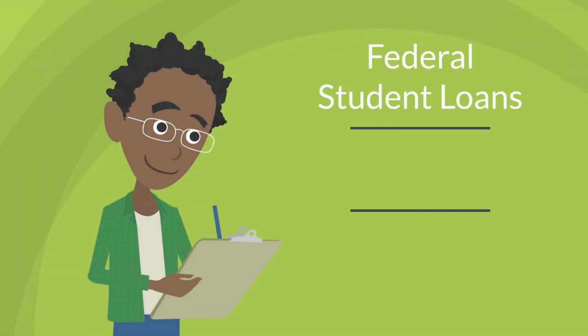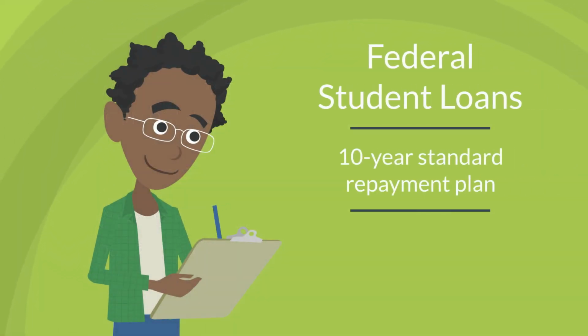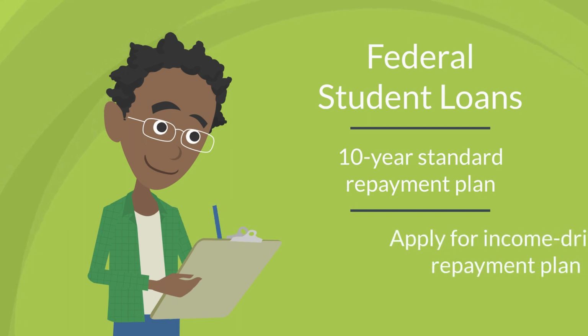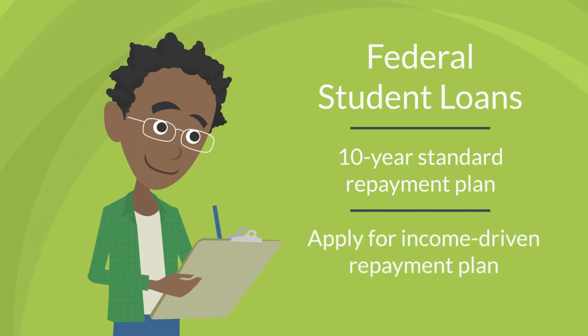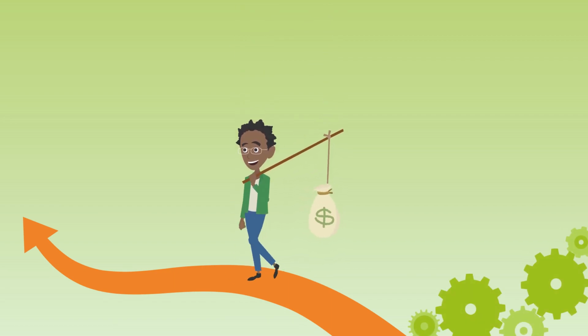Typically, students with federal student loans are put into a 10-year standard repayment plan. Students can apply to see if they qualify for an income-driven repayment plan. Talk to your loan servicer about your repayment options. It may be tempting to choose a longer repayment plan, but remember, the longer it takes to pay off your loan, the more interest you will pay.